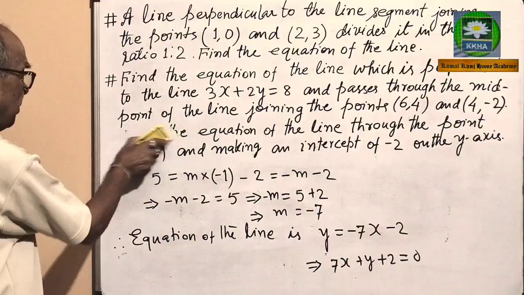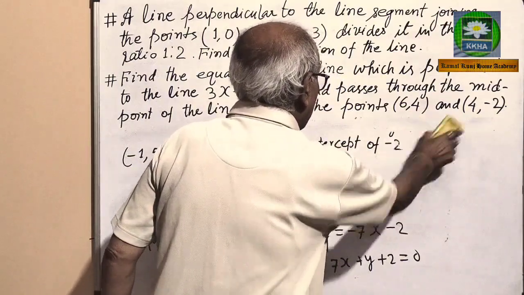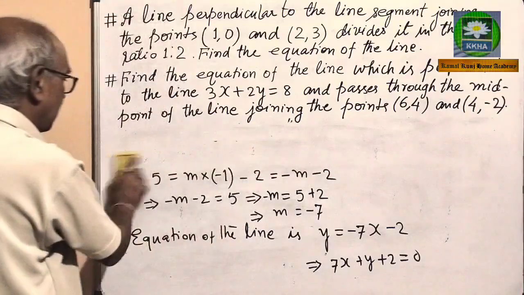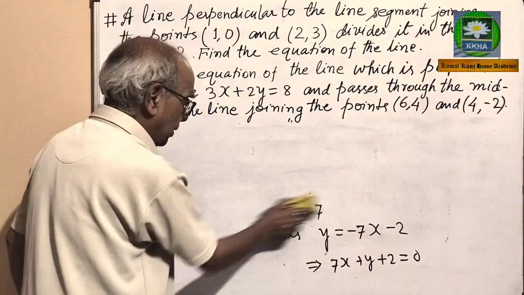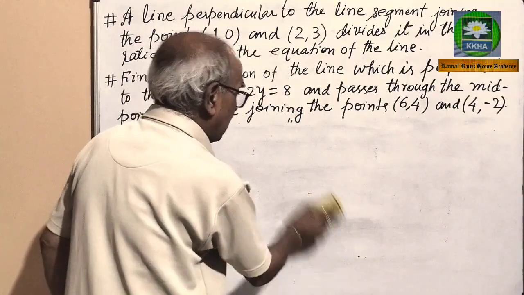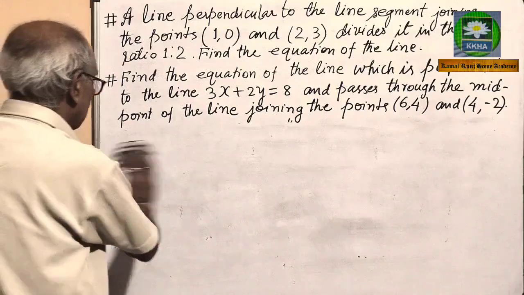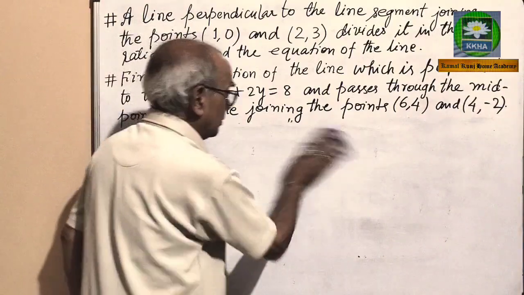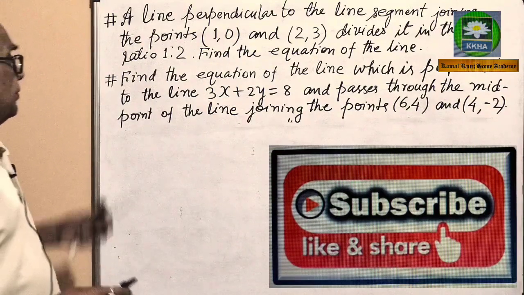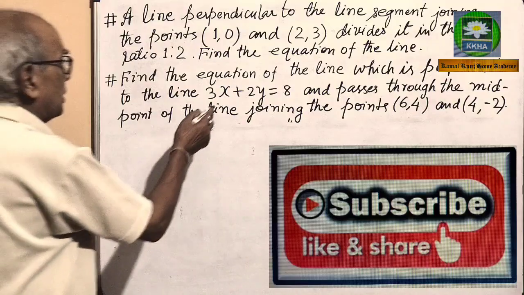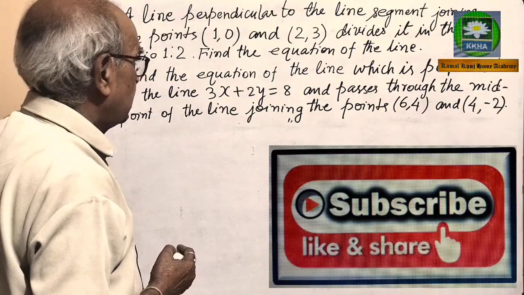Now let us solve the next problem. Next problem is find the equation of the line which is perpendicular to the line 3x + 2y = 8 and passes through the midpoint of the line joining 6, 4 and 4, -2.